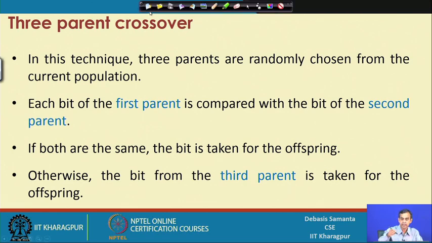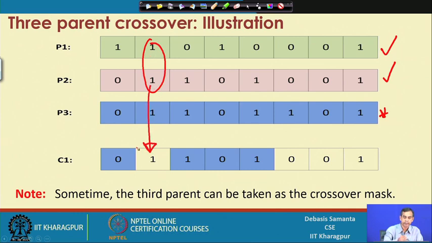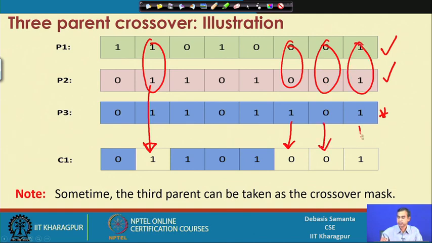Now, let us see how we can illustrate this kind of technique here. This is an example. In this example, this is one parent, another parent is there, and the third parent is this one. As the strategy said, if the bit positions are the same, then we copy them into the offspring. For example, here the two bit positions are the same, so it is copied here. Similarly, here also the bit positions are the same, so it is copied here, and here also, and there also.